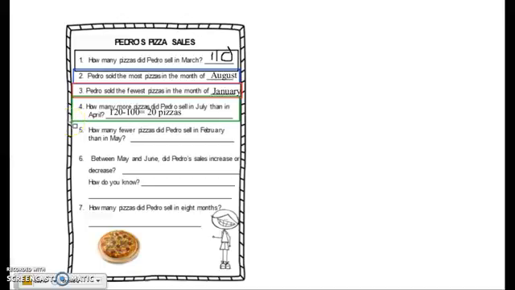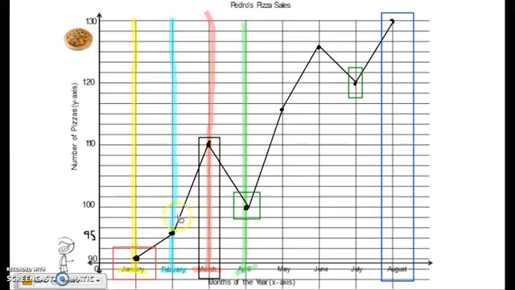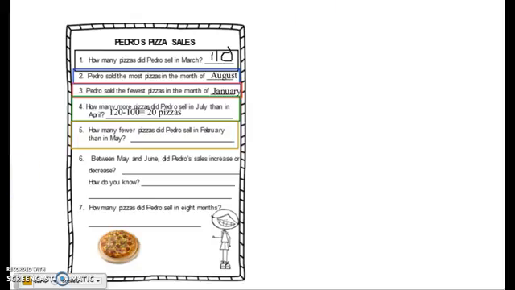How many fewer pizzas did Pedro sell in February than May? Back to the graph. February, 95. May, 115. So we'll do the same thing. 115 minus 95, 20 pizzas.